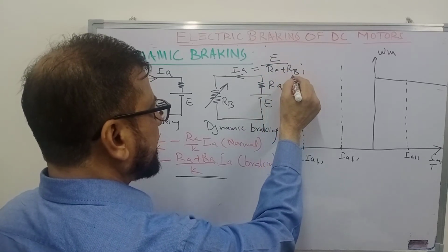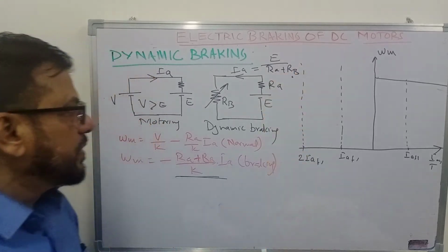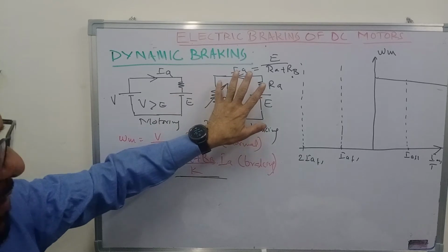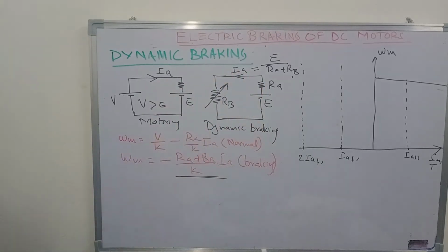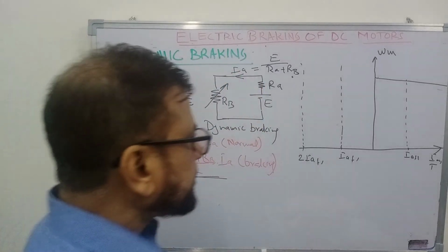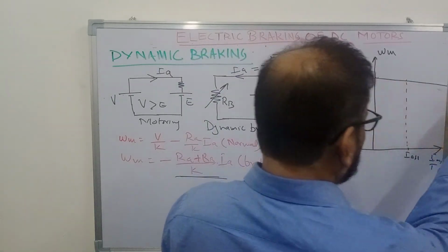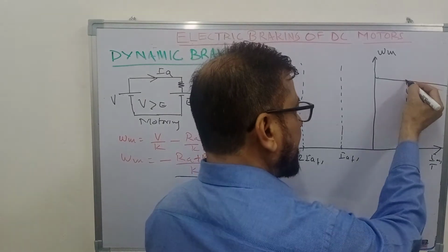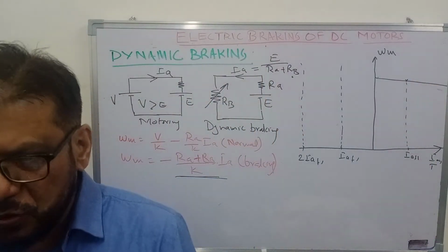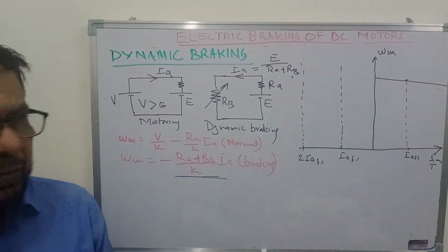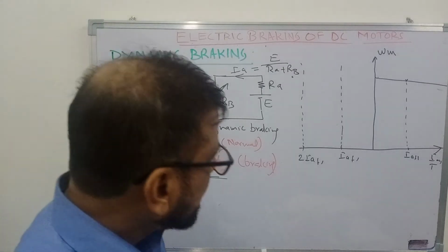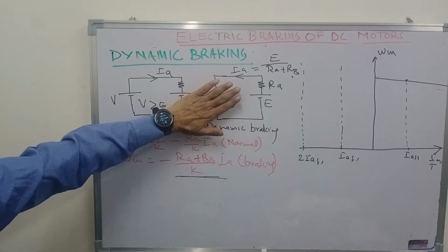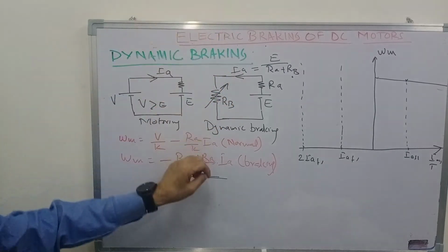I will explain the need of this braking resistance also, because you can directly short circuit it, and then also you will have some current in the reverse direction. So this is a normal operating characteristic of the DC motor, and you are operating somewhere here, and suddenly you want to stop the motor. What will you do in that case? Suppose you don't use this braking resistance, then what will happen? You just short circuit it.